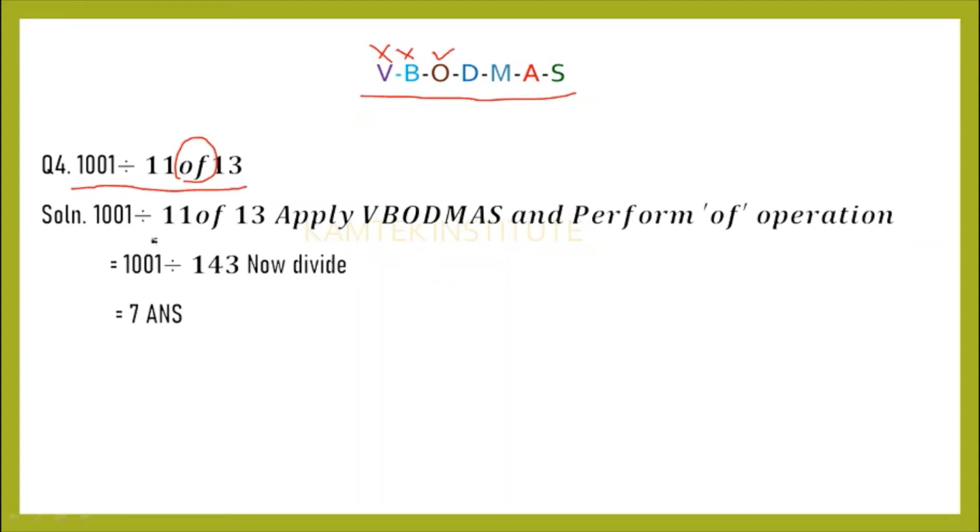So we're going to perform this operation first. So we write down 1001 divided by 11 of 13, which means 11 into 13. So we get 11 into 13 is 143. Then when we divide 1001 by 143, we get 7 as the answer to our question. Okay, is it clear to you all?